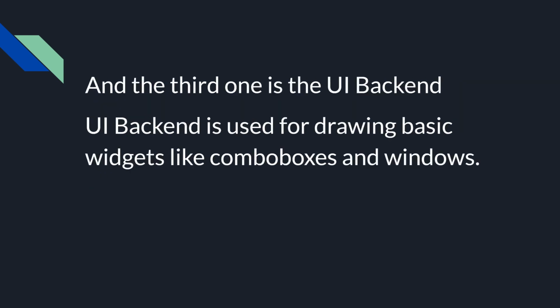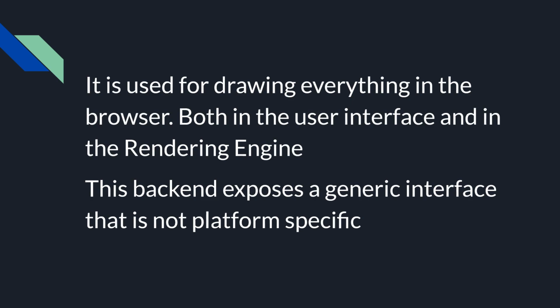Now the third one is the UI backend. The UI backend is used for drawing the basic widgets like combo boxes and windows. So you will be able to see window.alert, window.prompt, these types of platform-independent things, right? These things come under the UI backend. It is used for drawing everything in the browser, both in the user interface and in the rendering engine. This backend exposes a generic interface that is not platform specific. Those are nothing but these alert boxes and all those things.